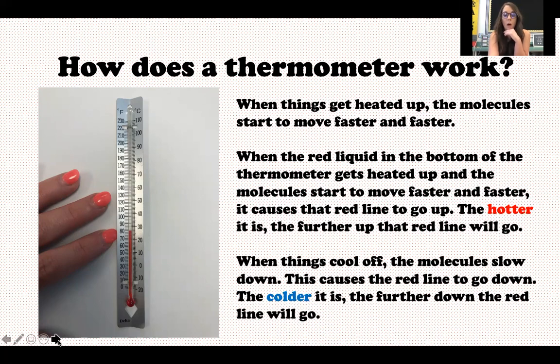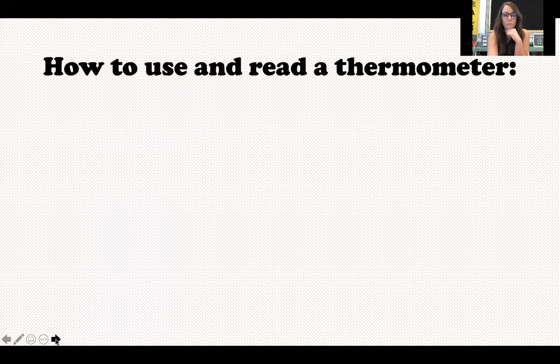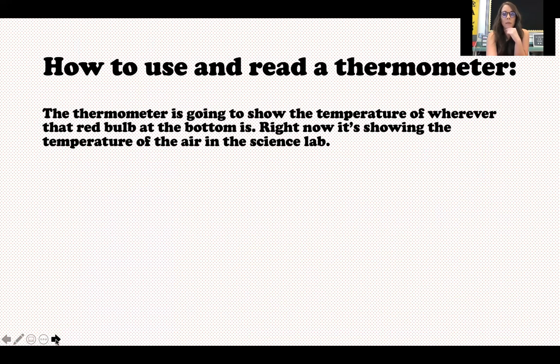When things cool off, the molecules slow down. This causes the red line to move down. The colder it is, the further down the red line will go. Now we're going to talk about how to use and read a thermometer. This is going to sound like a lot of information, but I'm going to show you in just a second.